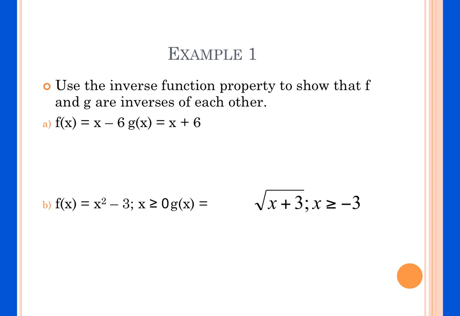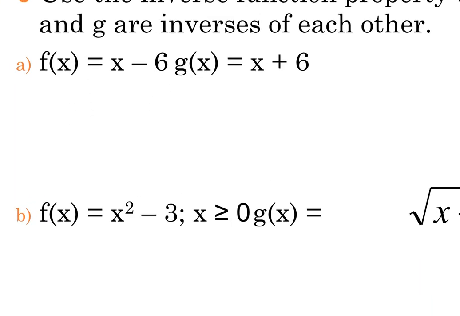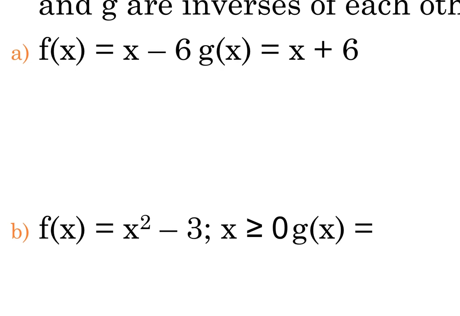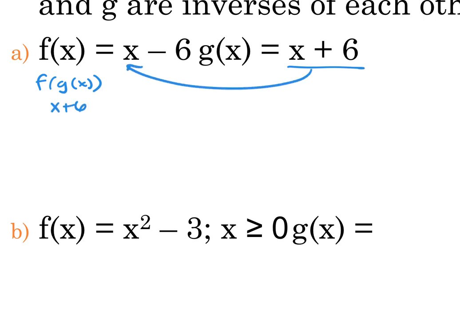This first example says, use the inverse function property to show that f and g are inverses of each other. So it's already telling you that they are. The way we show it is by doing f of g and g of f and showing that they both result in just x. So if you look at A, if I'm doing f of g of x, then I take the g and I plug it into the f. So I'd get x plus 6 minus 6. The positive 6 and negative 6 cancel, and I get just x, which is what's supposed to happen.